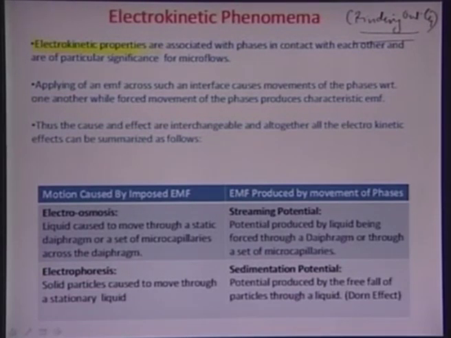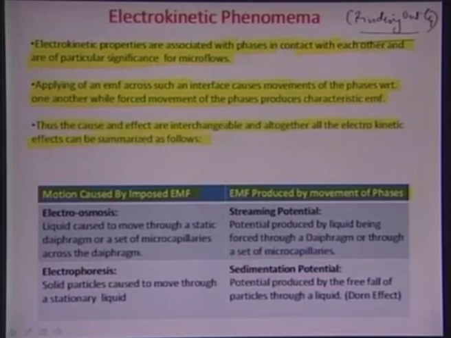So, electrokinetic properties are associated with the phases in contact with each other and are of particular significance for microflows. Okay. So, whenever there are two or more phases which are in contact with each other, there is almost always these properties of charging which come into the picture. So, one or more of these interfacing surfaces develops some kind of a charge. Okay. So, applying an EMF across such an interface causes movement of the phases with respect to one another, while forced movement of phases produces a characteristic EMF. Thus the cause and effect are interchangeable, and altogether all electrokinetic effects can be summarized as either motions caused by imposed EMF or EMF produced by the movement of phases.